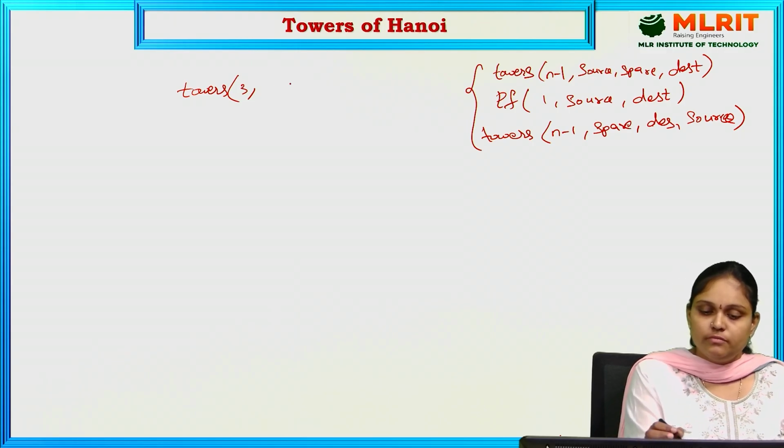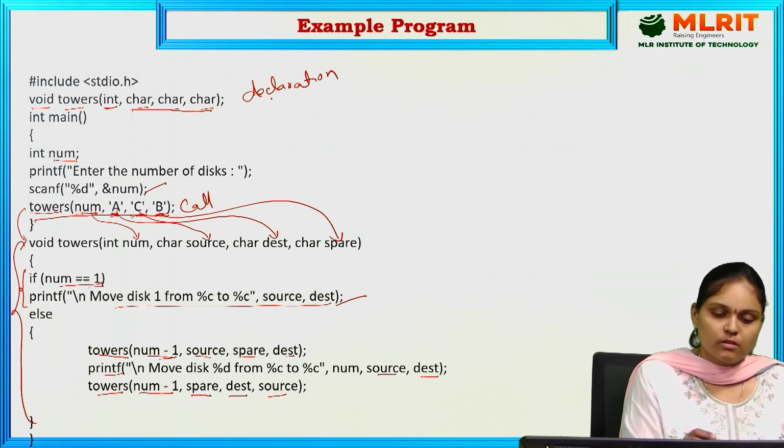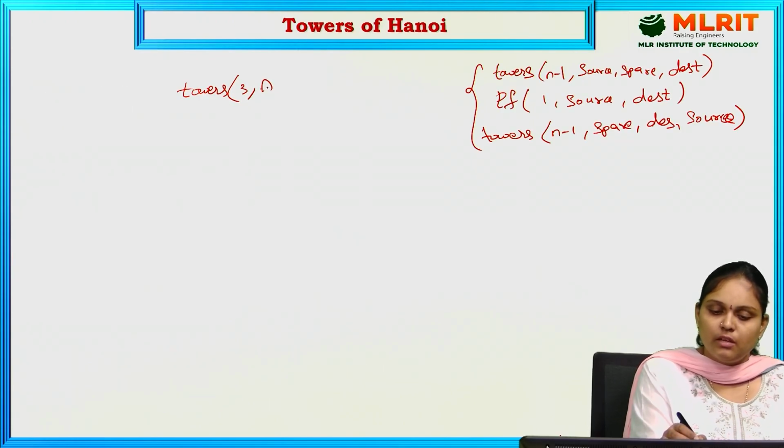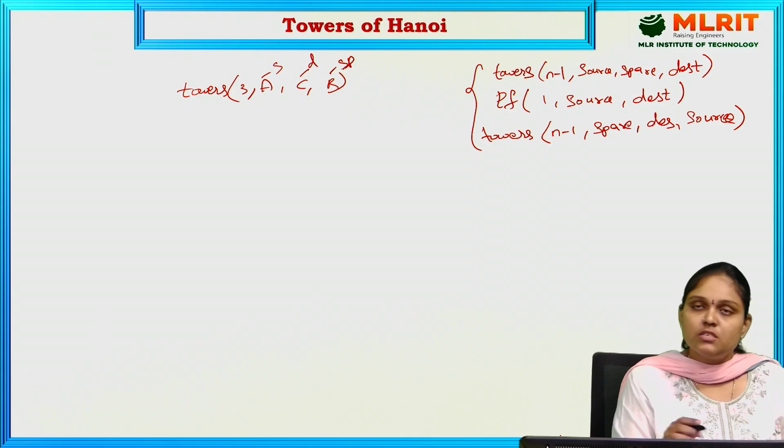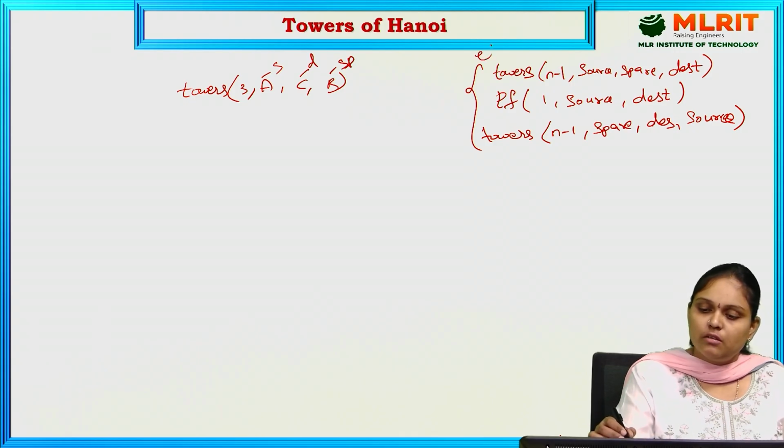And next, A, C, B. This is nothing but A, C, B. A is passed as the source, C is passed as the destination, and B is passed as the spare. So we are calling this function, and these three calls we have in the else part.